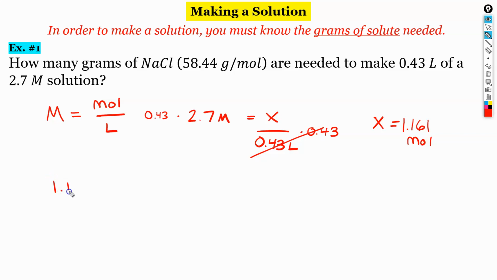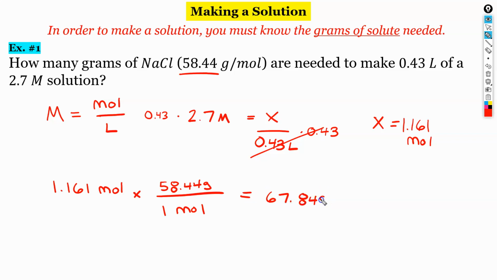So we have 1.161 moles, and the molar mass is given here. So for every 1 mole, we have a molar mass of 58.44 grams. So we multiply straight through and we get 67.848. And if you're looking at the original number, 2.7, we need to round this to 2 sig figs. So our final answer would be 68 grams.